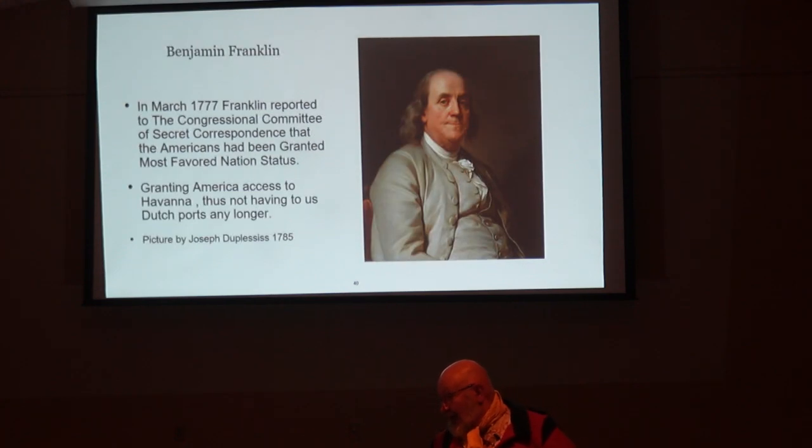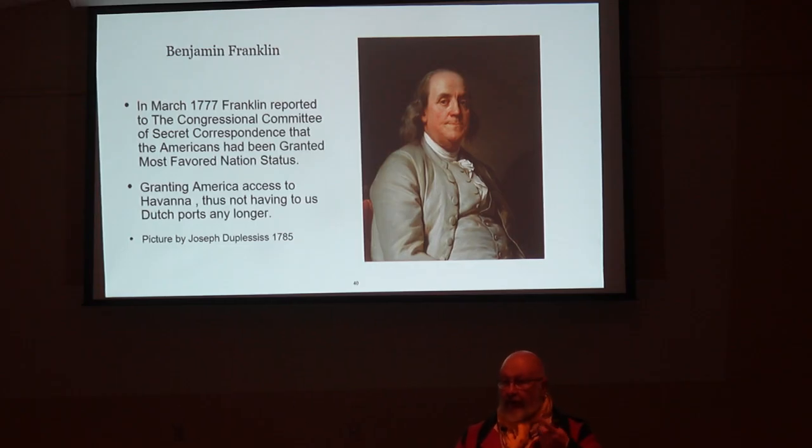So, 1777, Franklin reports to the Congressional Committee of Secret Correspondence, the Americans have been granted most favored nation status by the Spanish. You know, we talk about that all the time in modern politics, most favored nation states. Well, that means you get to trade with us. So the Spanish are starting to move toward the Americans in a much more open way. They grant the Americans access to Havana, because the Americans can't use the Dutch forts, because the British either blockade them or burn them to the ground.